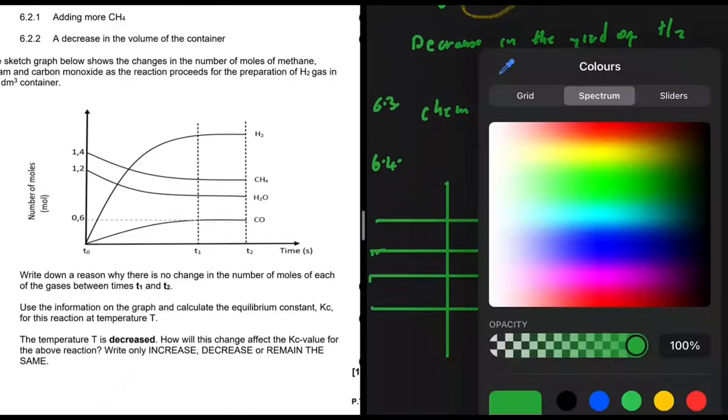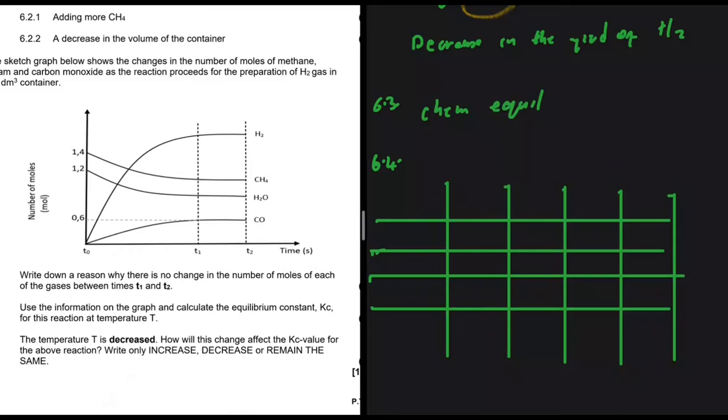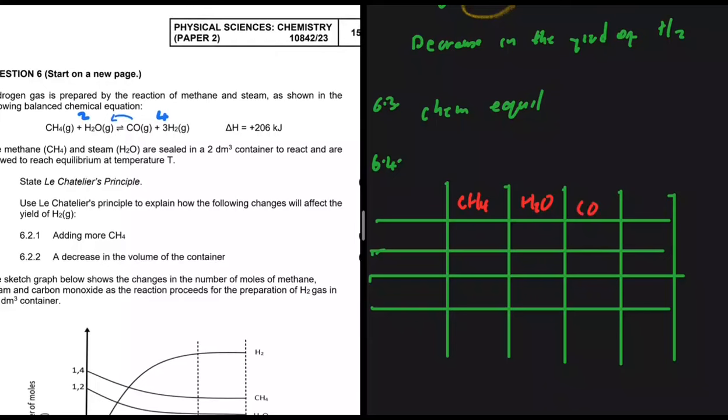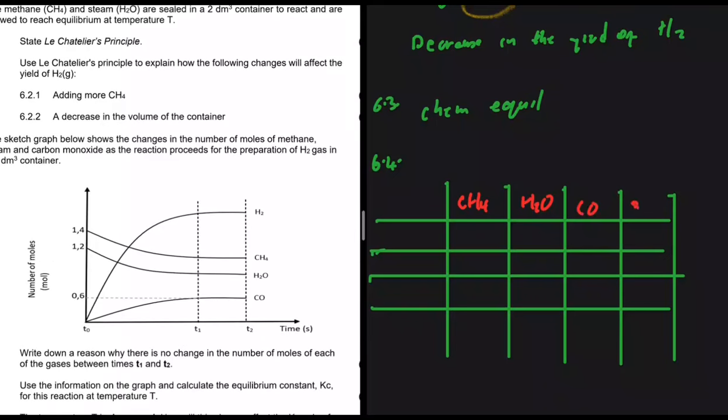What do we start with? Okay, let's have our methane gas, CH4, and then H2O, carbon monoxide, and then the balancing coefficient of hydrogen gas is 3. And then this is the initial number of moles. This is the change, number of moles at equilibrium, and the concentration.